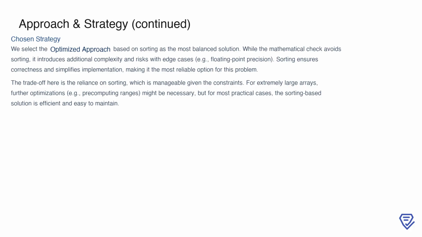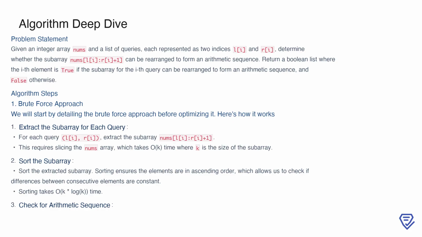In this problem, we are tasked with determining if certain subarrays of a given array can be rearranged to form an arithmetic sequence. To break it down, an arithmetic sequence is a sequence of numbers where the difference between consecutive elements is constant. Given an array nums and a list of queries, where each query specifies the start and end indices of a subarray, our goal is to return a list of booleans. Each boolean represents whether the subarray corresponding to the query can be rearranged into an arithmetic sequence. To solve this, we'll explore two approaches.